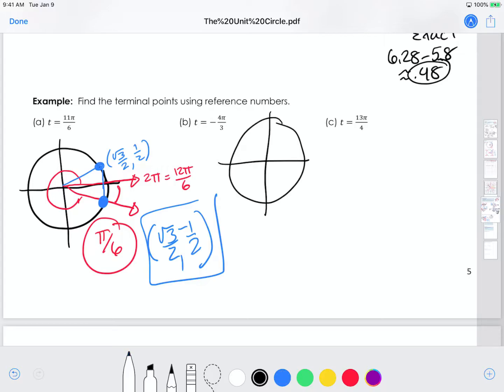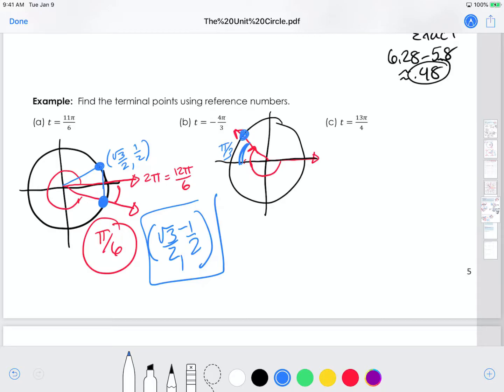For the next example, it's negative 4 pi over 3. Negative means I'm going to open in the clockwise direction. So this is my initial side. I'm going to open to 3 pi over 3, which is pi, and then another pi over 3 to get my negative 4 pi over 3. Right? That's 3 pi over 3 plus another pi over 3 to get 4 pi over 3. So my reference angle that the terminal side makes with my x-axis is pi over 3.